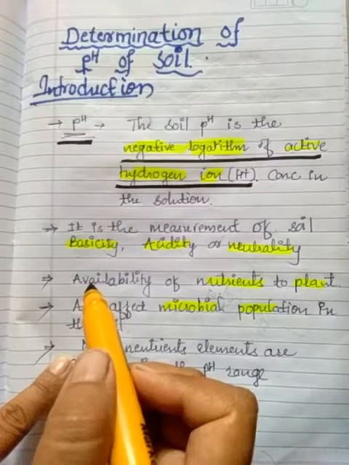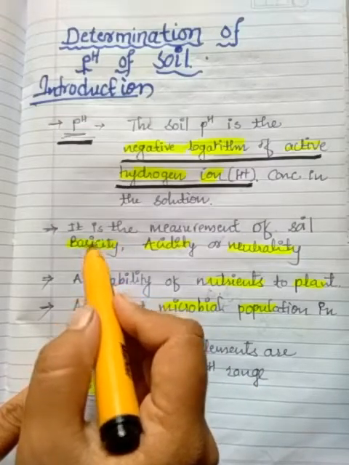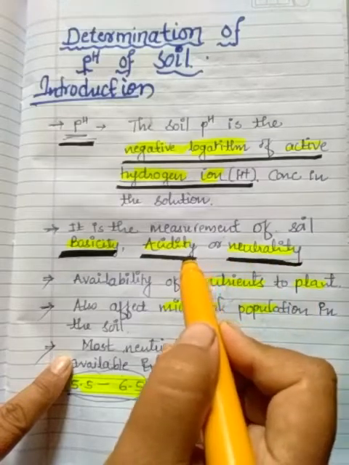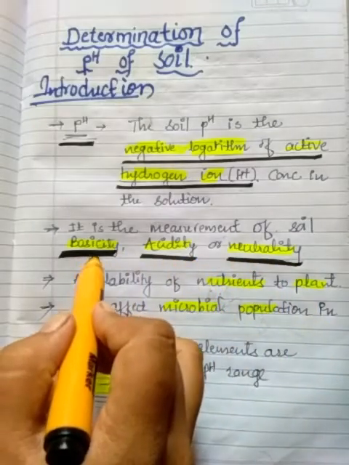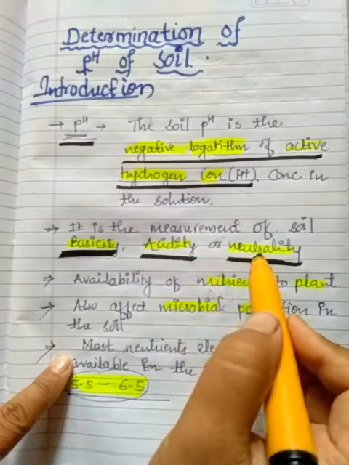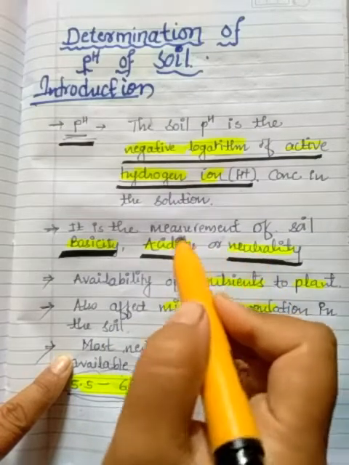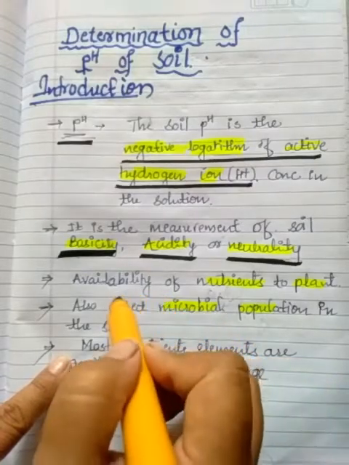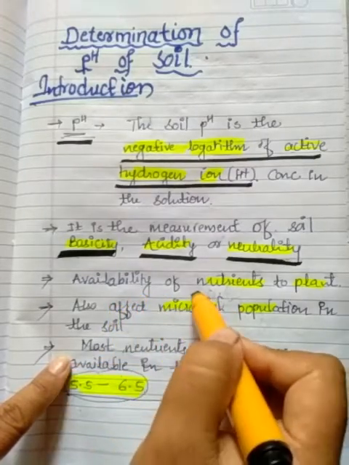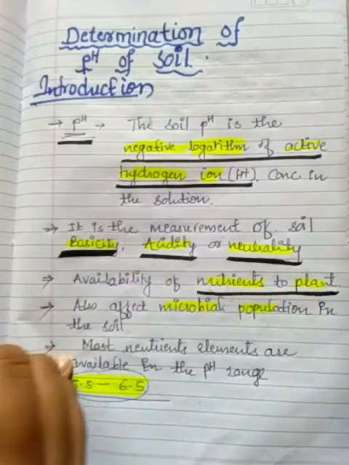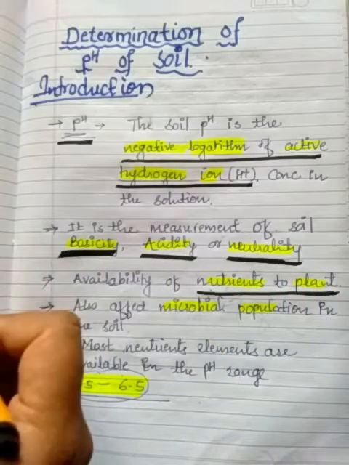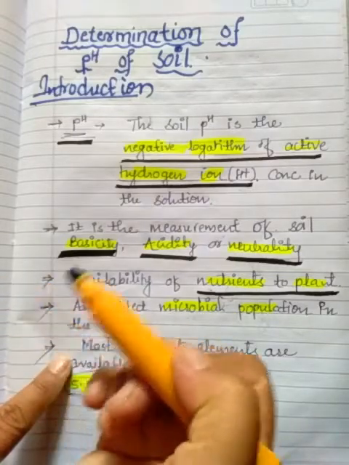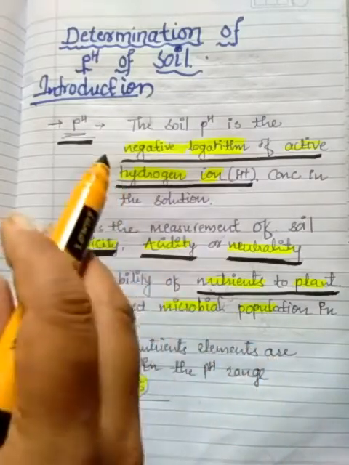So what can it measure? It can measure the soil basicity, soil acidity and neutrality, isn't it? So whether our soil is basic in nature, or acidic in nature, or neutral in nature, it can be measured. Again, what can it measure? It can tell about the availability of nutrients to the plants, which nutrients are present, how much content is present, whether they are micronutrients or macronutrients. It can all be defined by this particular pH.